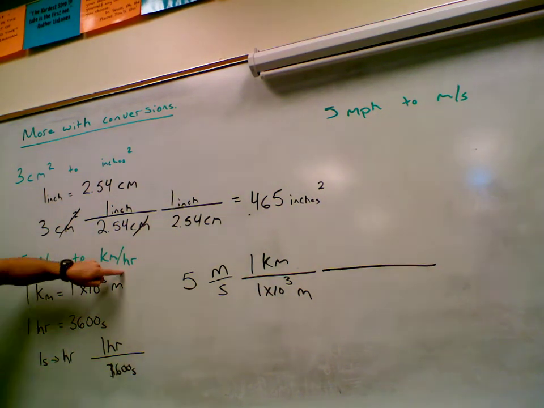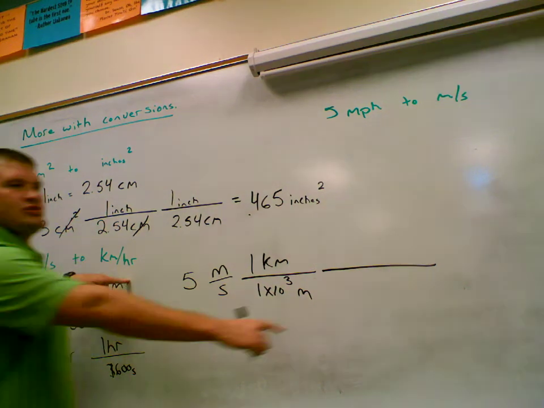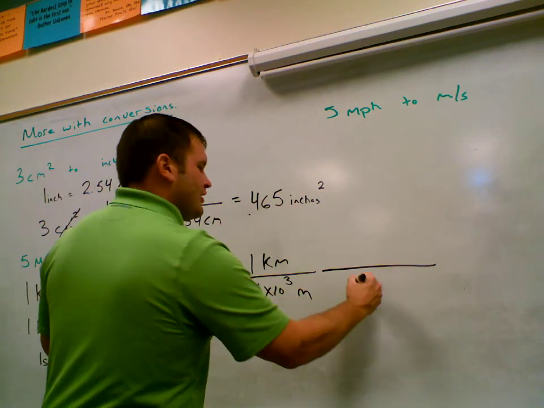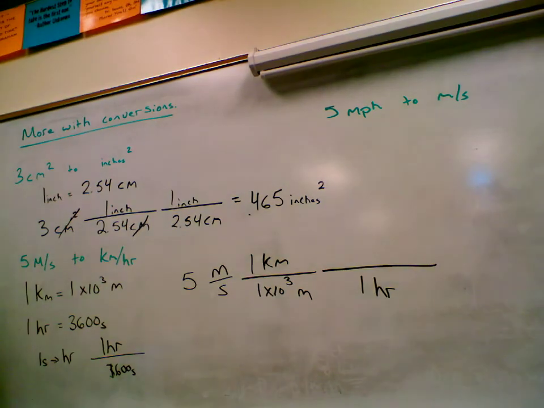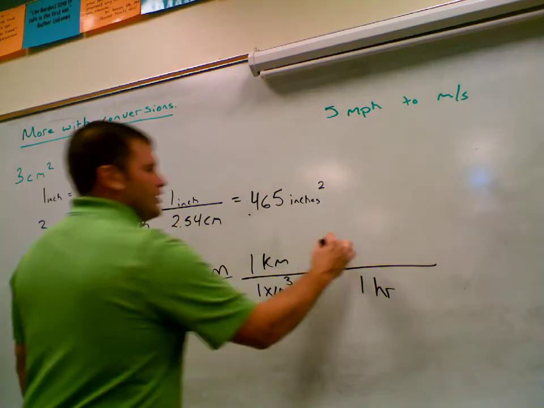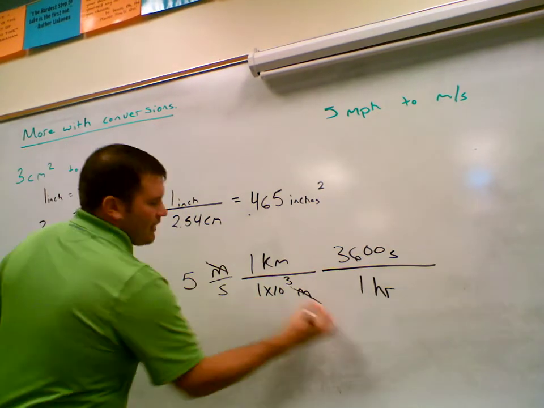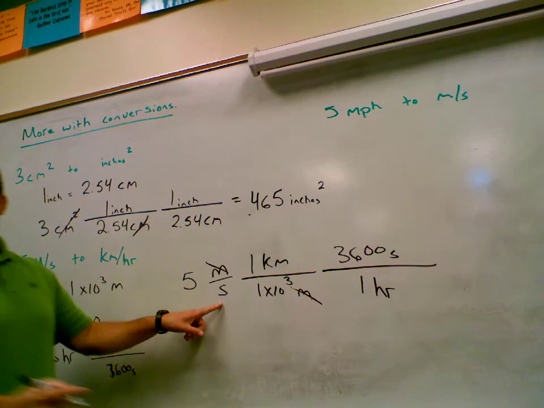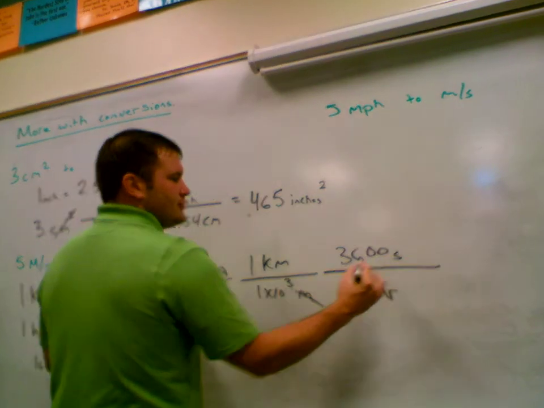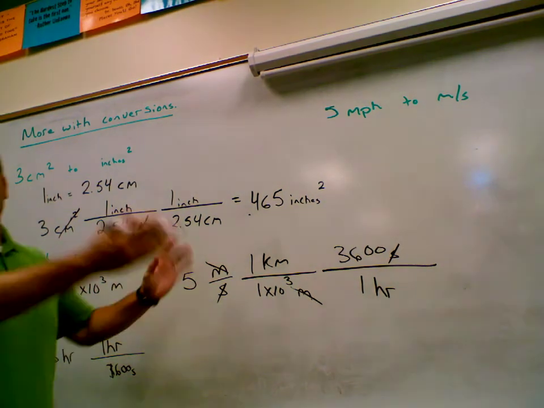Because I want hours on the bottom. I want hours on the bottom in the end, don't I? So where do you think hours goes in this fraction? On the bottom. So the 1 hour goes on the bottom. Okay? And where does the seconds go then? On top. So now, since meters on top, meters on bottom, they cancel, don't they? Yeah? Seconds on bottom, seconds on top, what do they do? They cancel. Okay? So now I can just multiply through.